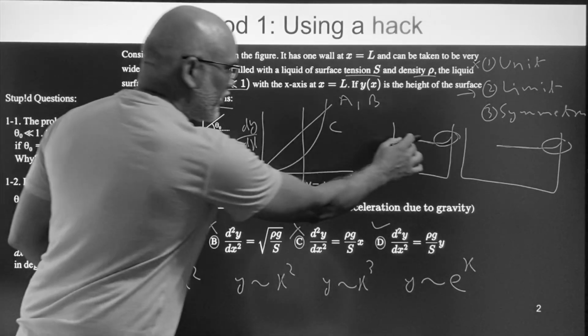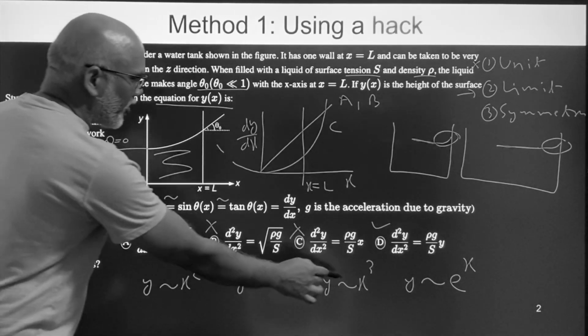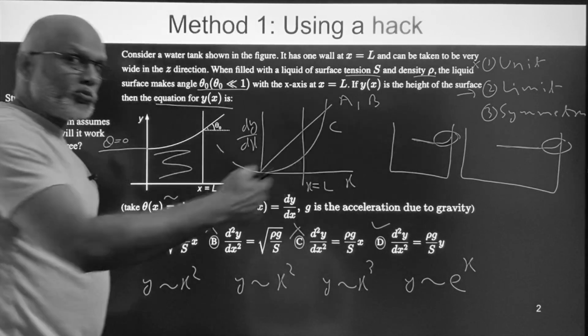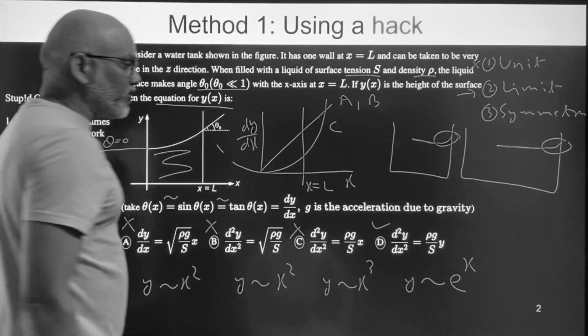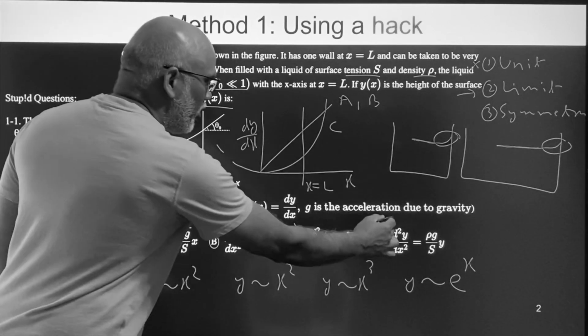If you look at the liquid meniscus, it looks nothing like a quadratic or cubic. It looks more like an asymptotic function, and you can make an exponential function look like an asymptotic. So again, D will be the correct choice.